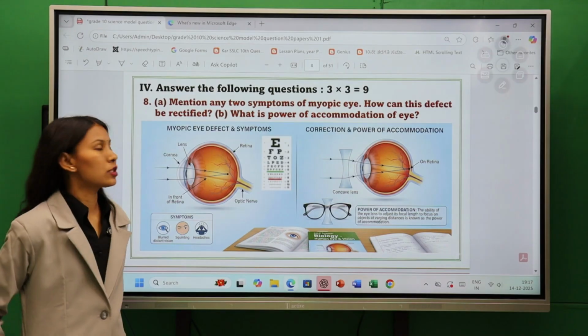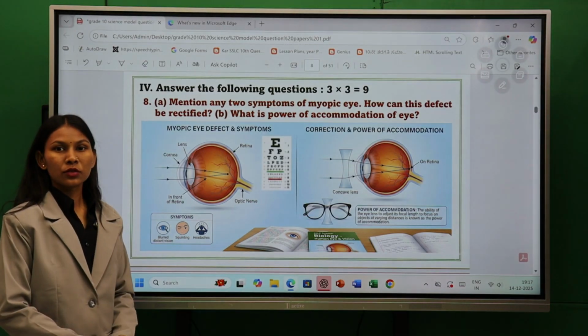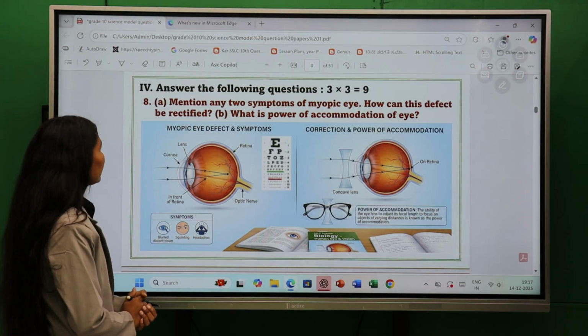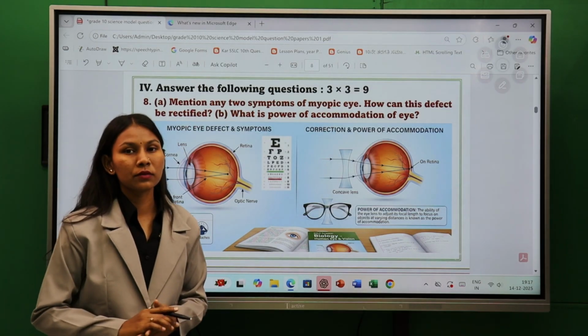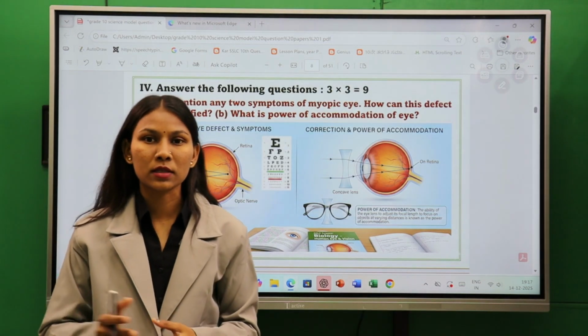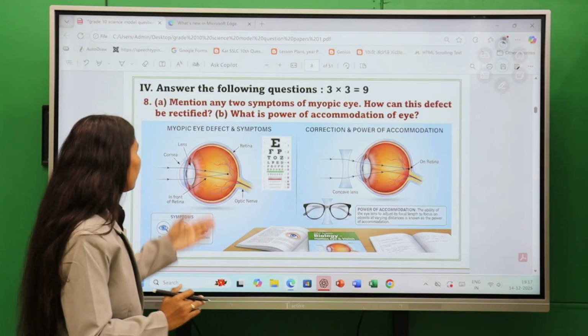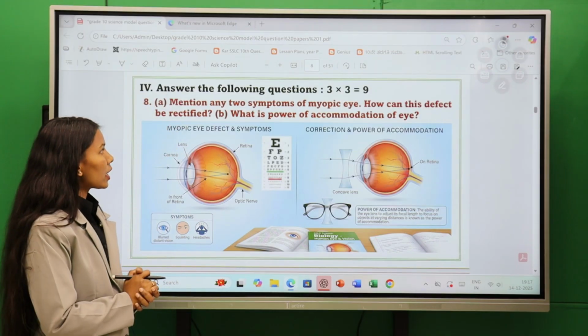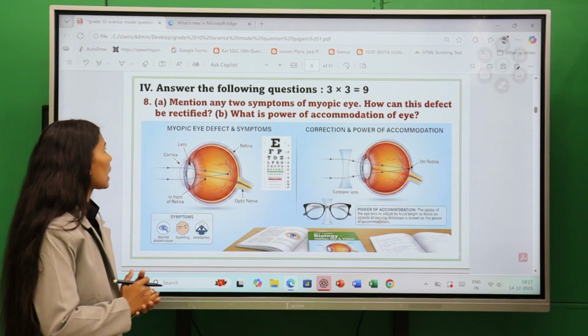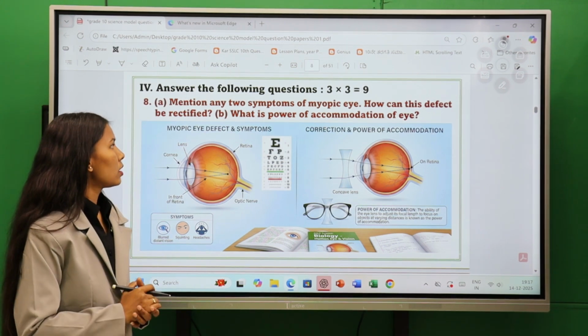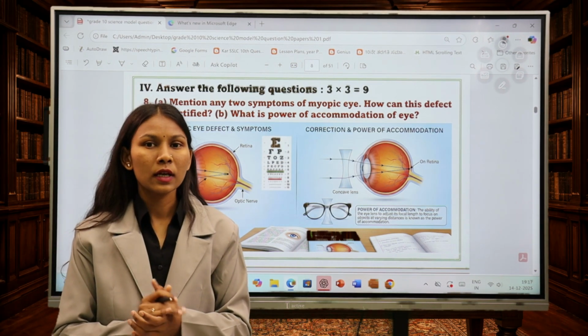So here is the next question. That is the 4th mark section. Answer the following questions. We have 3 questions of 3 marks each. Okay, let's see the first one. Mention any 2 symptoms of myopic eye. How can this defect be rectified, and what is the power of accommodation of the eye?